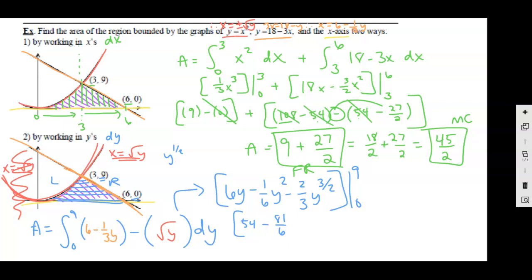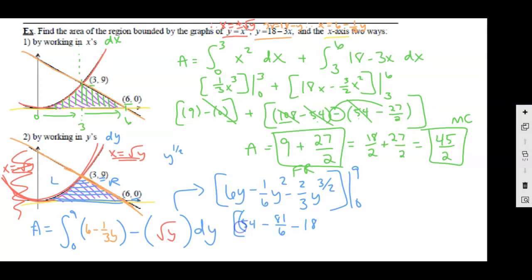81 over 6, and then minus, let's see what this last one's going to be. 9, and then squared would be 3. 3 cubed would be 27. 27 divided by 3 would be 9. 9 times 2 is 18. Okay, so all that piece ends up being 18. So there's the upper evaluation.